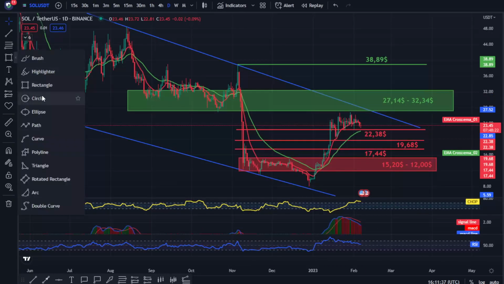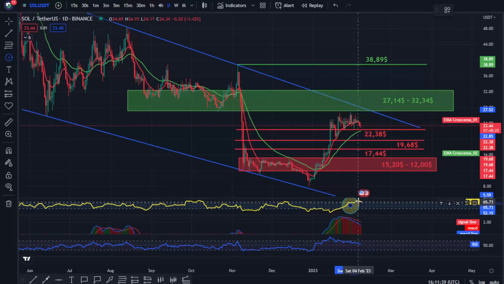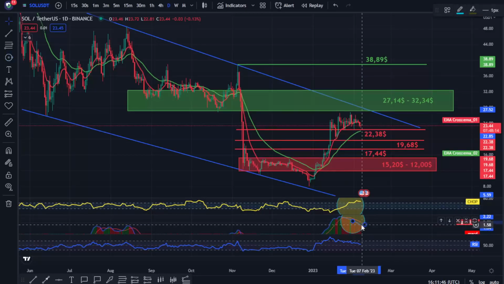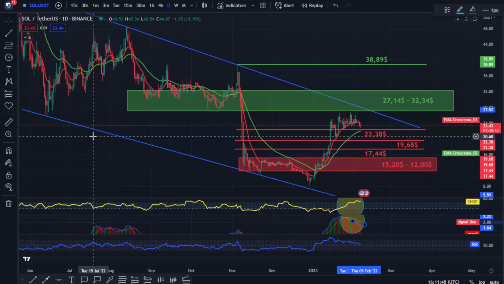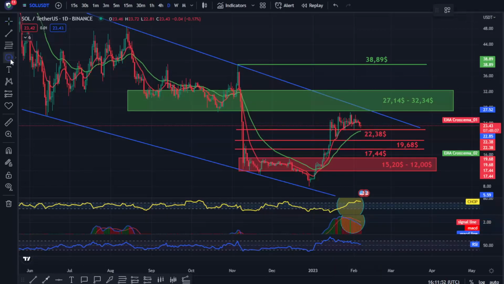Please look at the CHOP index, which indicates that we have a lot of energy for the upcoming move. MACD indicates that we are moving in a downtrend, while the RSI has a rebound and we are moving at the downtrend line, which may indicate a larger correction.